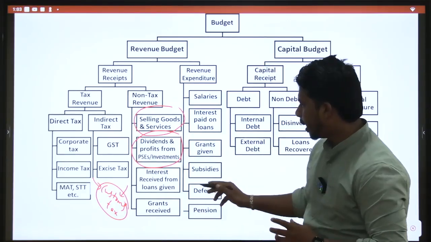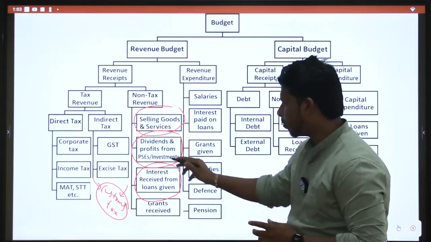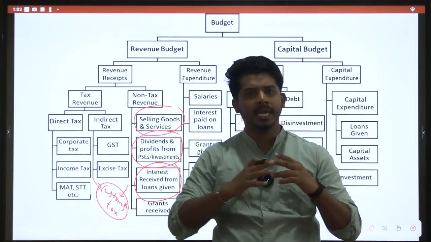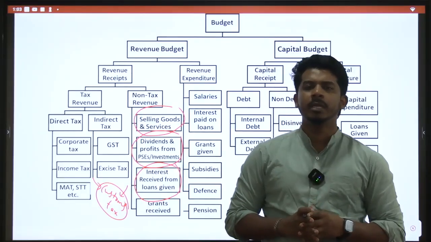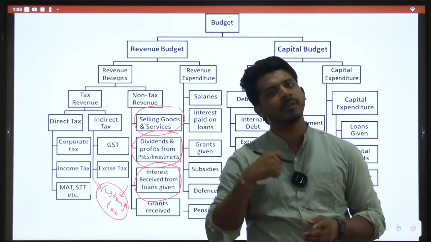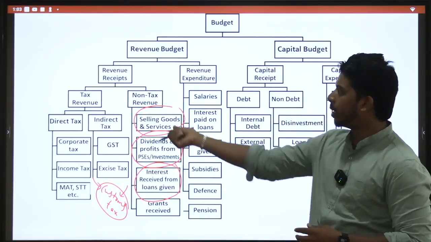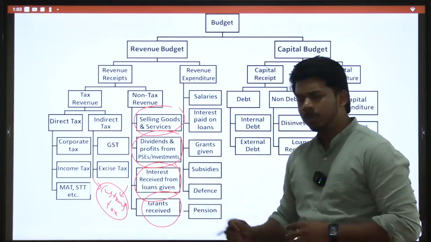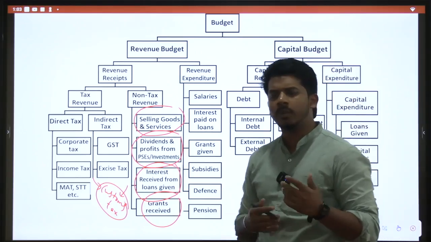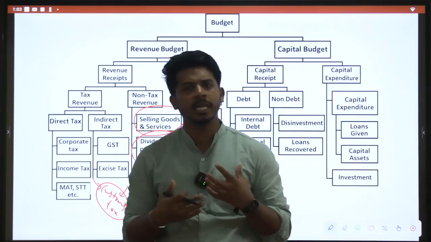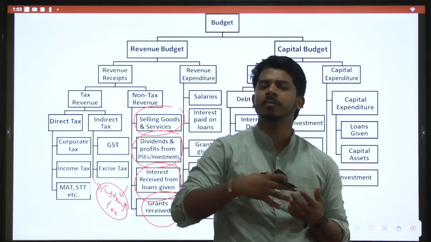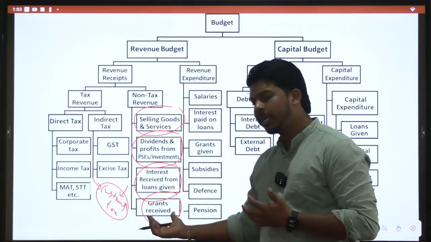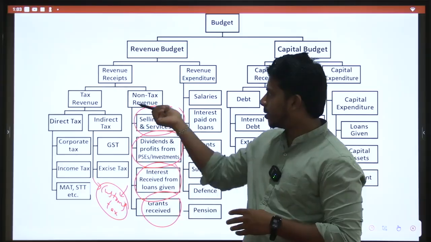Then interest received from loans given. So if the government of India is giving loans to any state government or any other party, every month or every year it will receive the interest. So it will come under non-tax receipt, non-tax revenue. Grants received. So if any international organization like the World Bank or the Bill Gates Foundation is giving some grants to developing countries, then India can receive it. So it comes under non-tax revenue again.